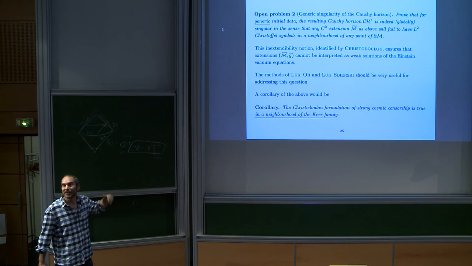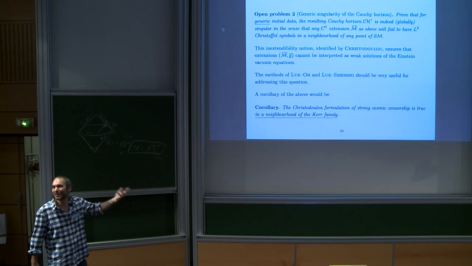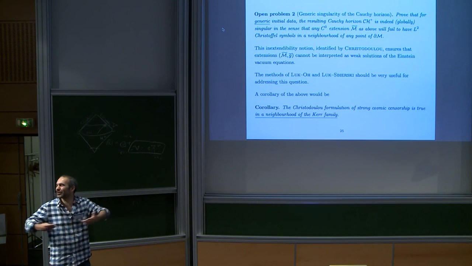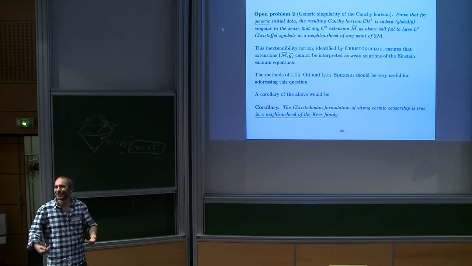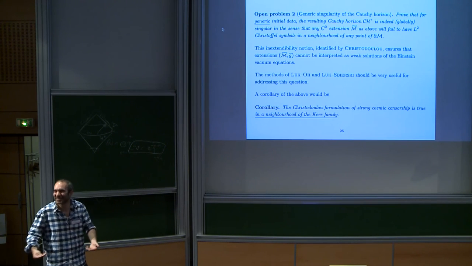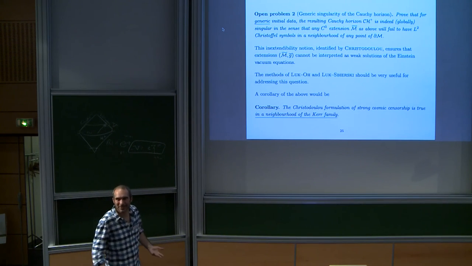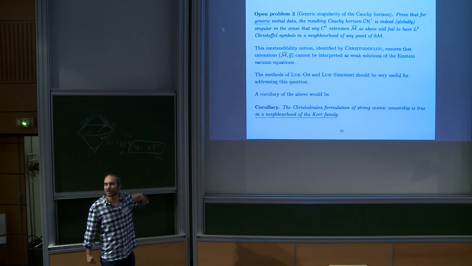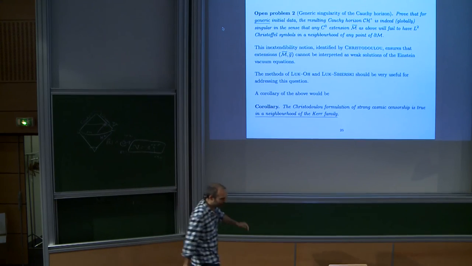Now I warn you, to show that a version of strong cosmic censorship is false, of course it suffices to show that it's false in the neighborhood of some solution, because it's a conjecture about generic initial data. To show that it's true, you really have to show something about the whole moduli space of solutions. So a complete proof of this version of strong cosmic censorship appears to be something far away in the future.